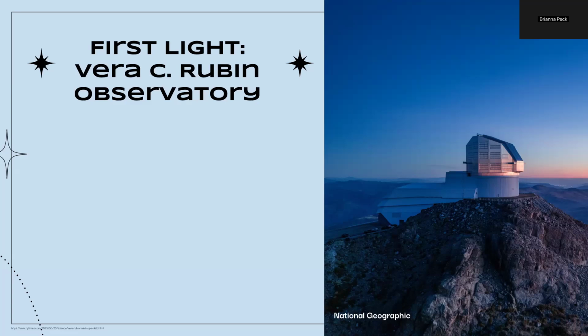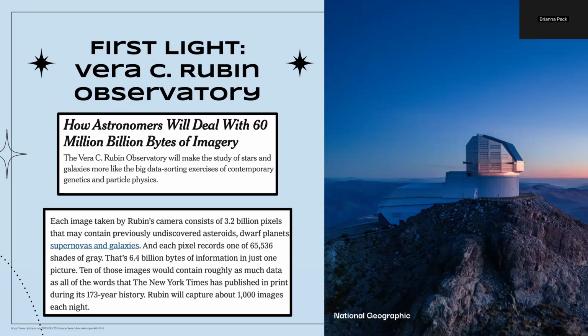Basically, Rubin's current project is going to run for 10 years, and they're going to produce 60 million billion bytes of data. That is a lot of data. The New York Times did a whole article about them.